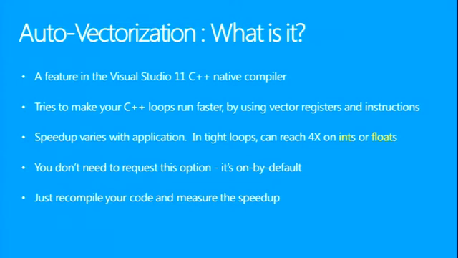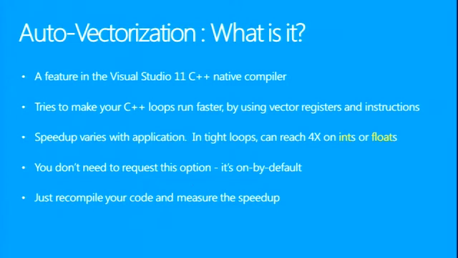So first obvious question, what exactly is auto-vectorization? Well, it's a new feature in the C++ native compiler for Visual Studio 11. When I say the native compiler, I mean the one that generates native machine code for x86 or x64 or ARM. It's not included as a feature in that part of the C++ CLI compiler that generates managed code. That's to say, MSIL assemblies.